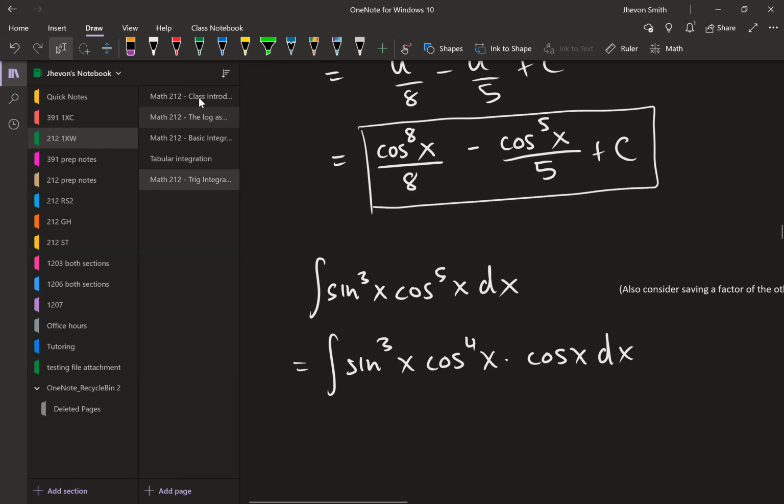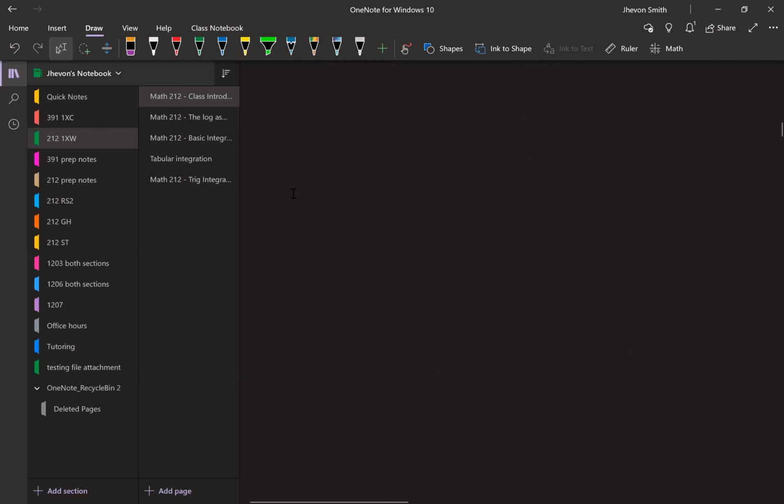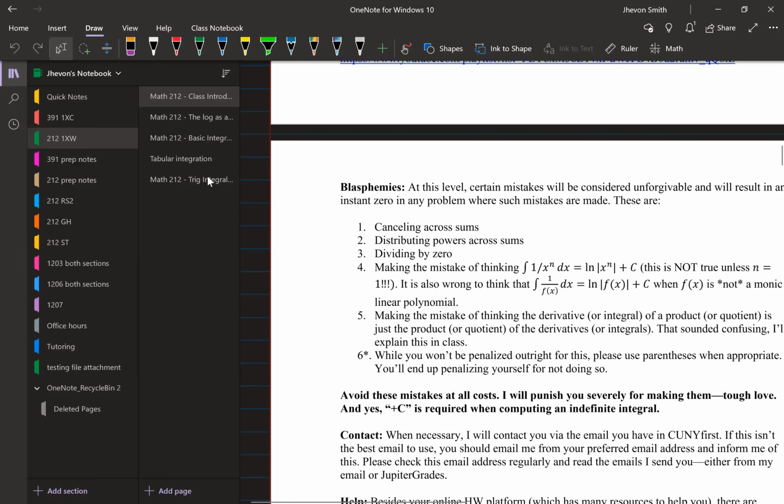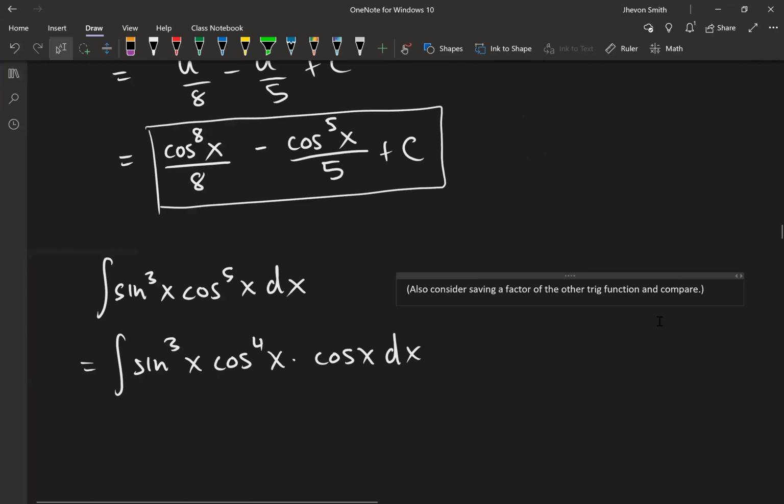No, you're making this error here: distributing powers across sums. That's what you just did. Cosine to the fourth is not 1 minus sine to the fourth. So be careful of that. Note to self.